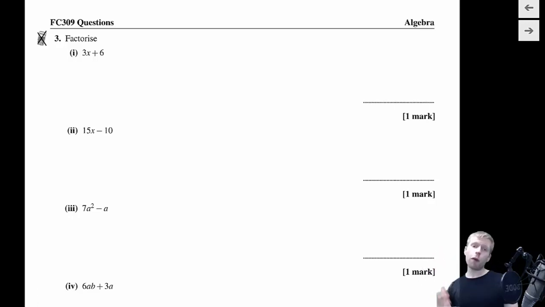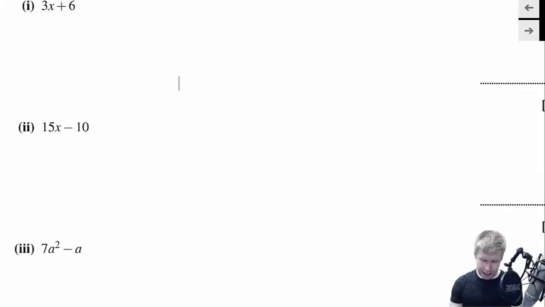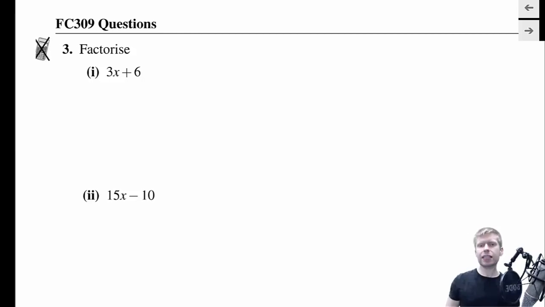Hello, so let's have a look at some examples of factorising. So let's have a look at the first one. We have 3x plus 6. So I set my bracket up. I keep my sign the same in the middle. So I have a plus there.